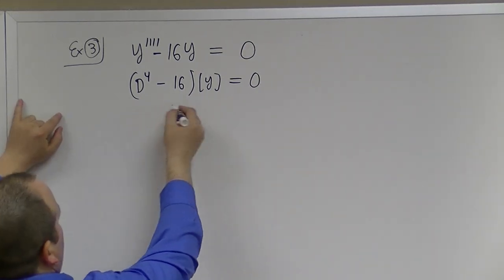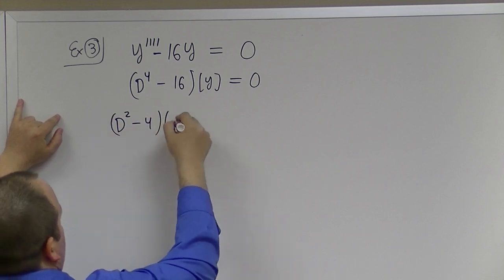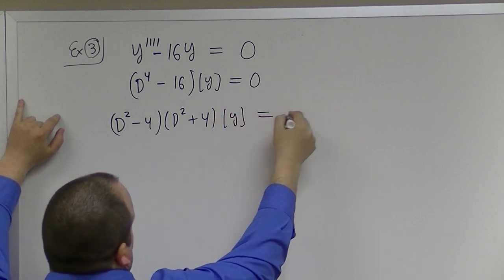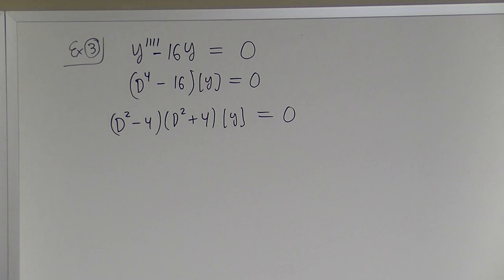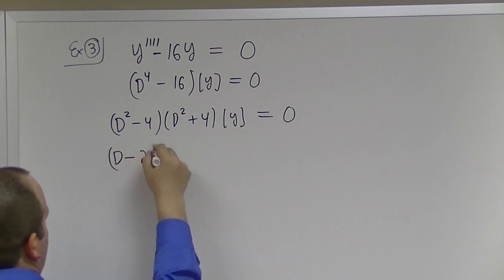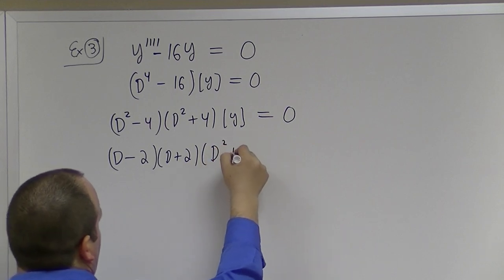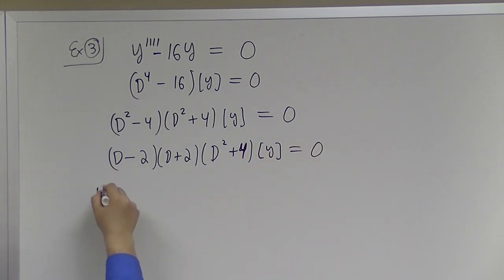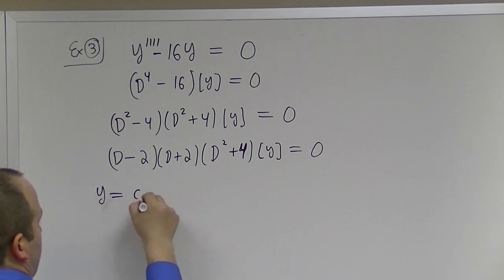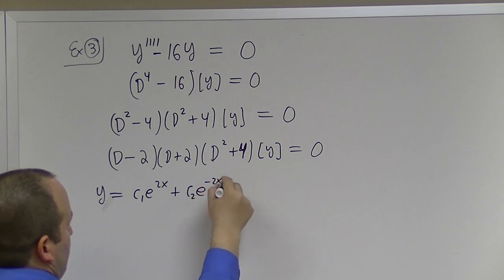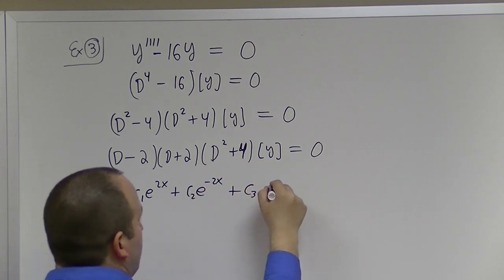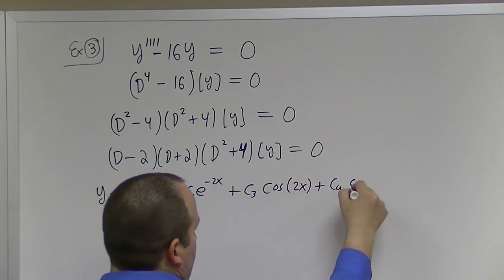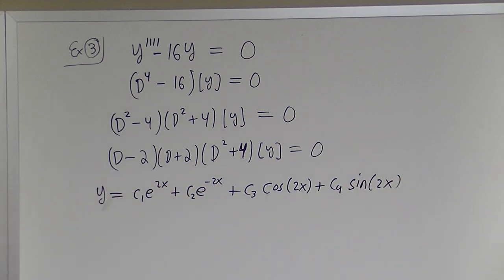Now we can factor this, right? This is (D^2 - 4)(D^2 + 4). Of course, I can factor the other one further. This is (D - 2)(D + 2)(D^2 + 4), all acting on y equals 0. At this point, I can write down the solution. The solution is y = c1 e^(2x) + c2 e^(-2x) + c3 cos(2x) + c4 sin(2x). Hey, we just solved a fourth order differential equation.